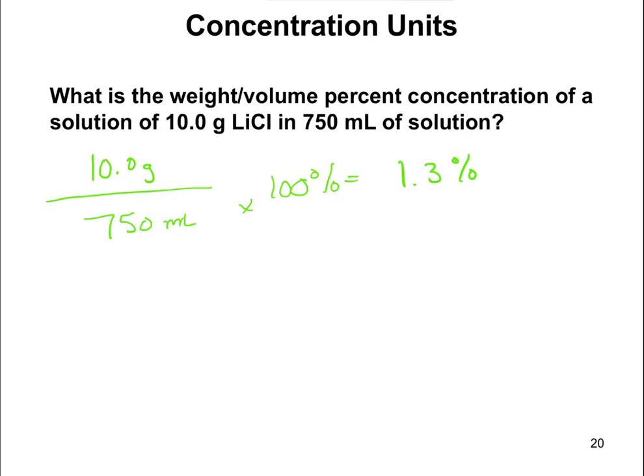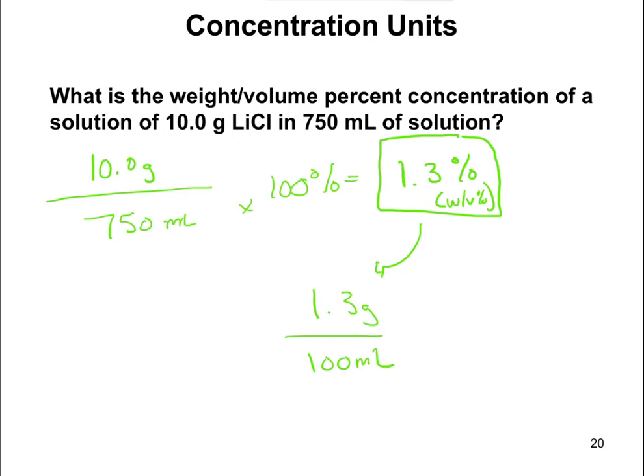Now, this isn't part of the problem, but just to expand on this a little bit. If this is our weight slash volume percent, W slash V percent, the other way we could write this would be to say that you have 1.3 grams in 100 milliliters. So 1.3 grams in 100 milliliters would be the same thing as 10 grams in 750 milliliters. But again, the definition of weight volume percent is the number of grams in 100 milliliters.